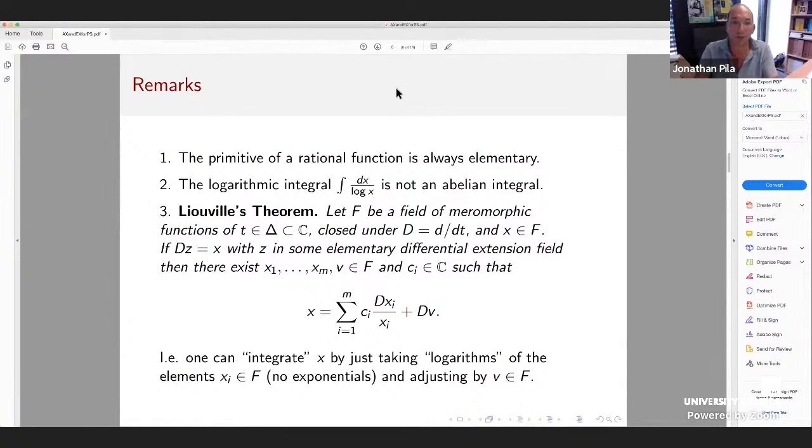And in other words, if you integrate that, z, the antiderivative of x, is really just the linear sum of these logarithms of the xi's plus something in v. So in other words, you can integrate x by just taking logarithms, no exponentials, and of course adjusting perhaps by some element of the field F.